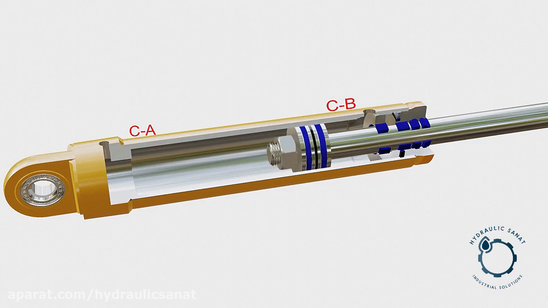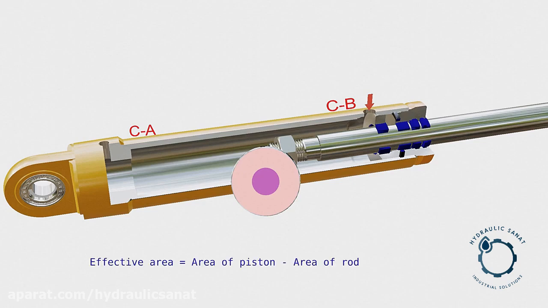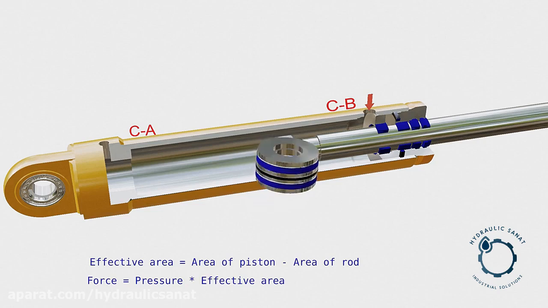A similar principle is followed when fluid flows into chamber CB, but in this case, the effective or useful area is the difference of the cross-section area of the piston to that of the rod, since the fluid cannot exert pressure on the cross-section area of the rod. This means the effective area in this case is less than that in the previous case. This is why the retracting force of a hydraulic cylinder is always less than the force during the extension stroke.